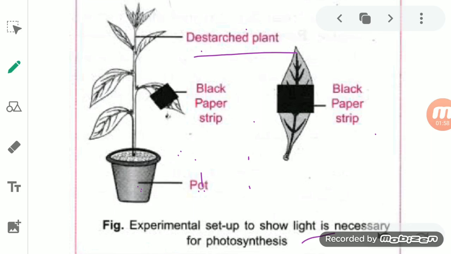At the dark place it will not get enough sunlight, and due to which all the starch, all the stored food will be used by the plant. Okay, and thus it becomes de-starched. It will lose all the starch, all the food which is present in the leaves. Okay, so as it becomes de-starched, then we will continue the process.